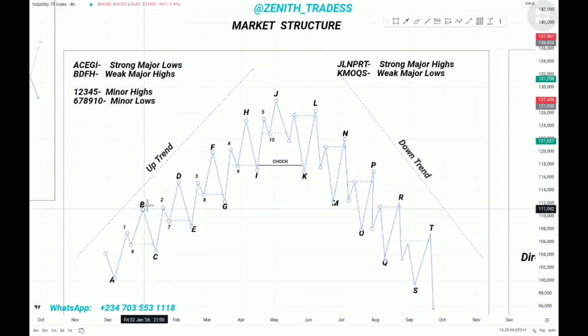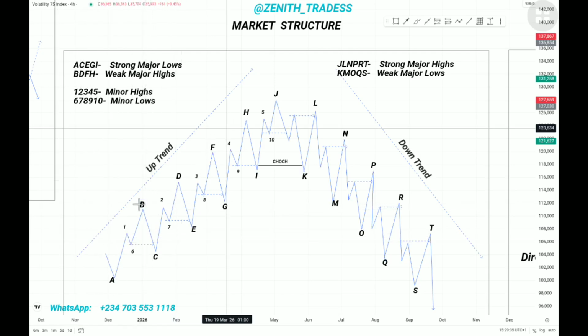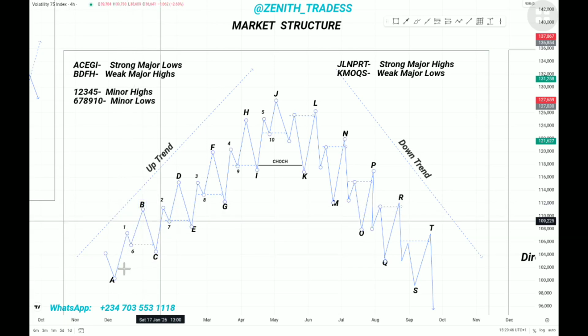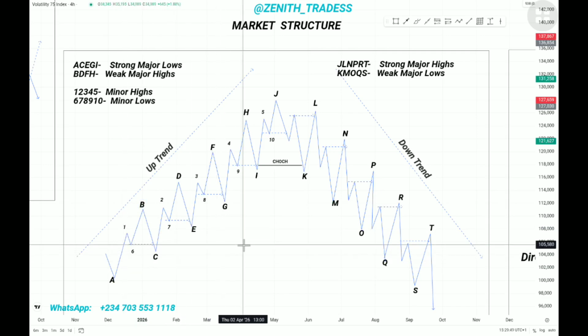These are major reactions. All the major highs, they are major. They started from a major reaction. They reacted to institutional supplies from the previous price action. So they are major reactions. The minor ones are minor reactions. You get to understand it better. But this is the component for now.